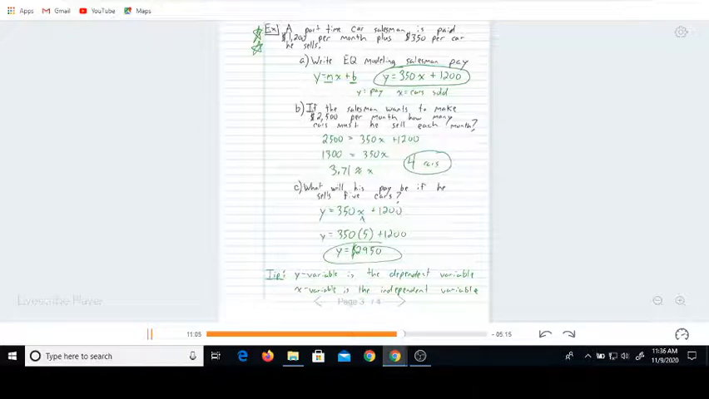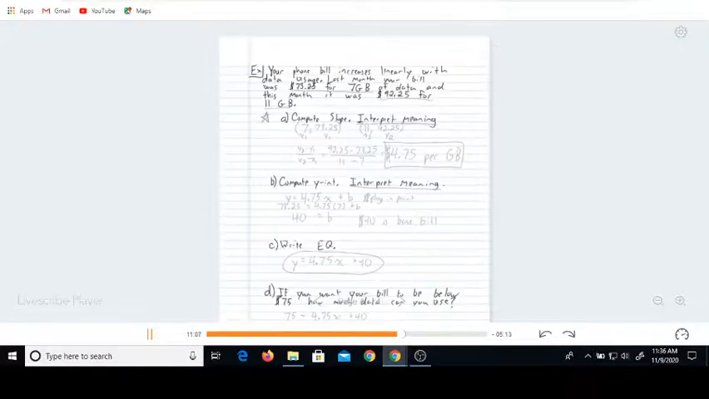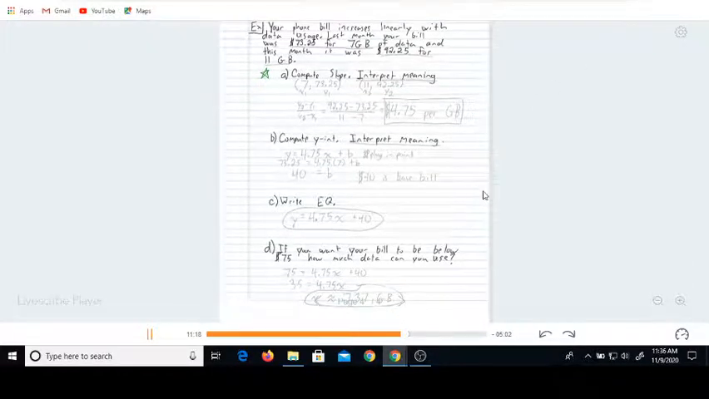Alright, so we're going to have to keep that dependent-independent variable in mind when looking at this example. We've got a phone bill that increases linearly with data usage. This is pretty typical. If you go over your data limit, there's typically a per gigabyte charge, so that makes it linear. Last month your bill was $73.25 for 7 gigabytes of data, and this month it was $92.25 for 11 gigabytes of data usage. We want to compute the slope.